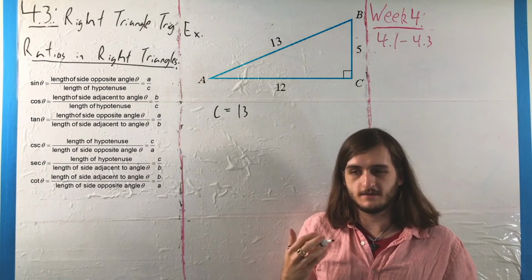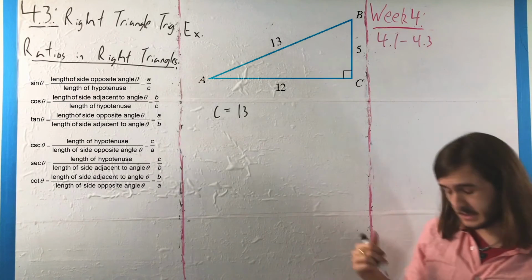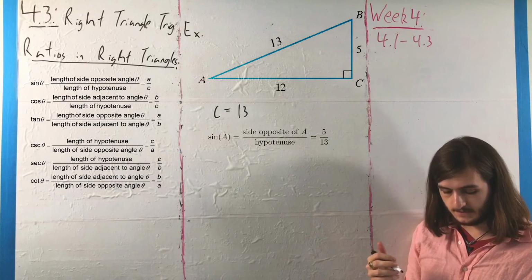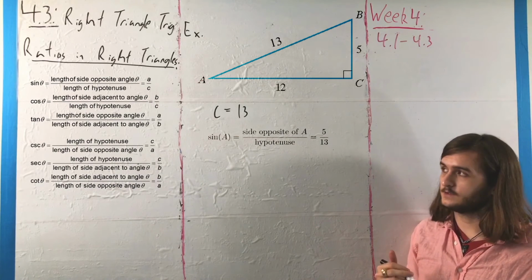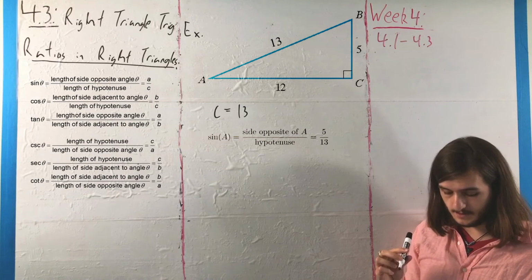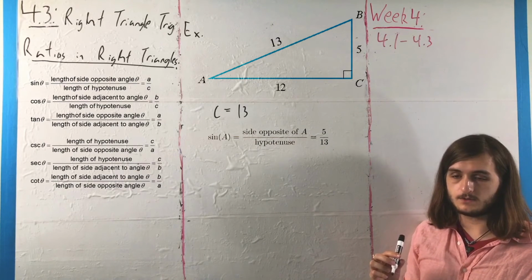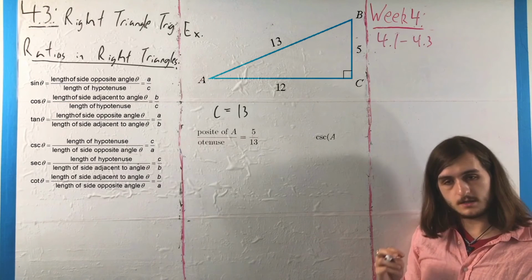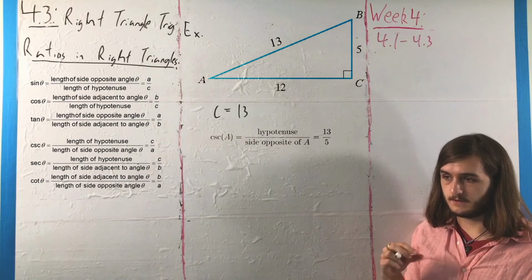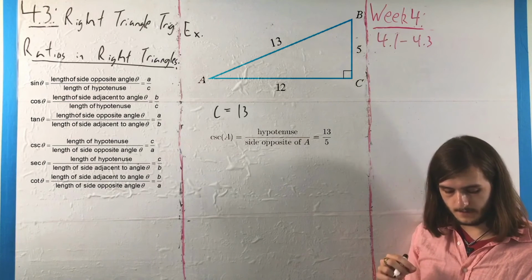But I'll leave that to you to verify. In any case, we have that C is 13. So if we want to find our trig functions for sine, it is opposite over hypotenuse. So opposite of A would be 5 over hypotenuse, 13. Cosecant, hypotenuse over opposite, would be 13 over 5. You just flip over sine.